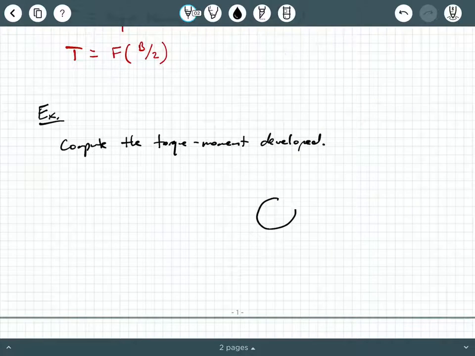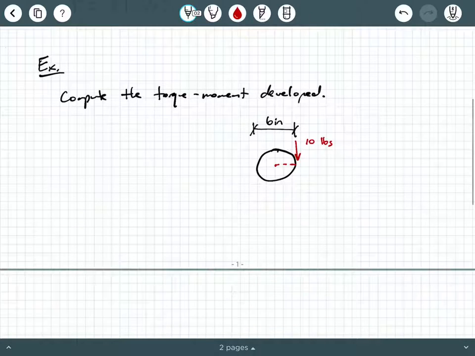developed. All right, so let's say that we have a member cross-section right here, and let's say that this is a circle with a diameter of 6 inches. Maybe it's some kind of pipe, whatever. It's some kind of something with a circular cross-section. And let's say that you have a force applied at the edge of this member cross-section, okay? And this force, let's say it's 10 pounds, all right? So what would the torque be that develops here?